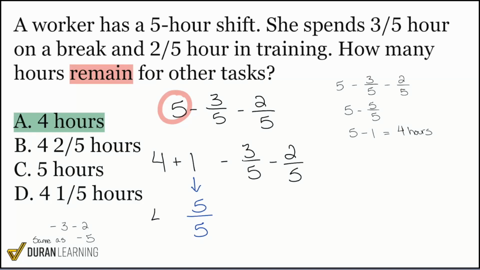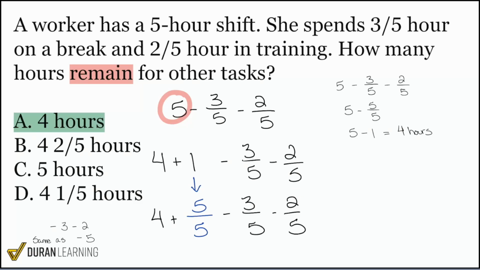And so we have 4 plus 5 over 5 minus 3 over 5 minus 2 over 5. Help me out, everybody. We have the same denominators here. So what is 5 minus 3? Help me, everybody. 5 minus 3 is going to give me 2. And now that I'm at the 2, what's 2 minus 2? 2 minus 2 is what? 2 minus 2 is 0.